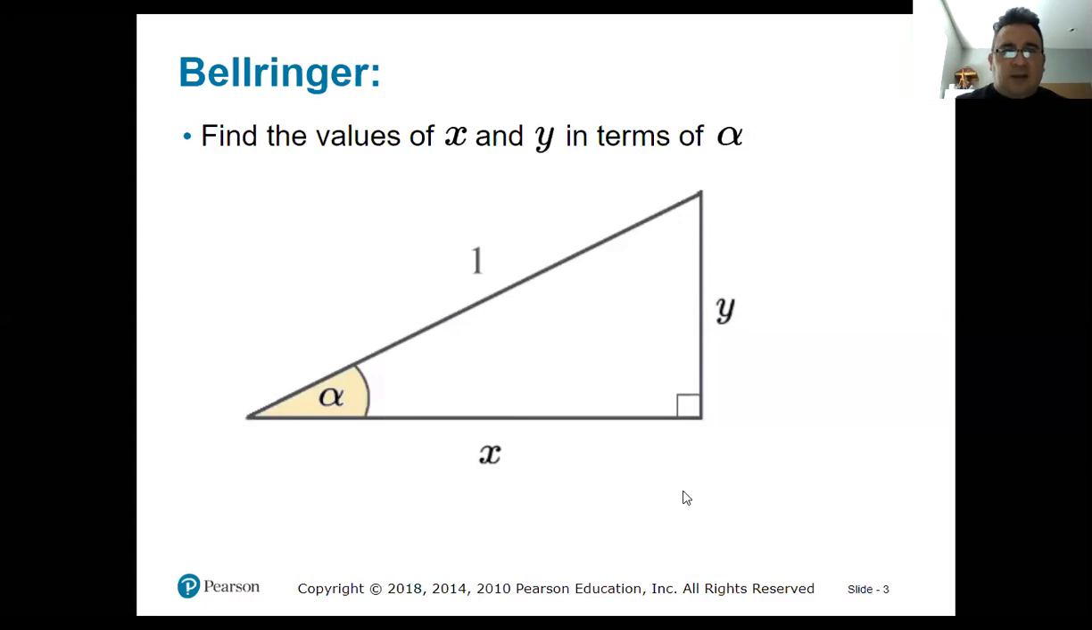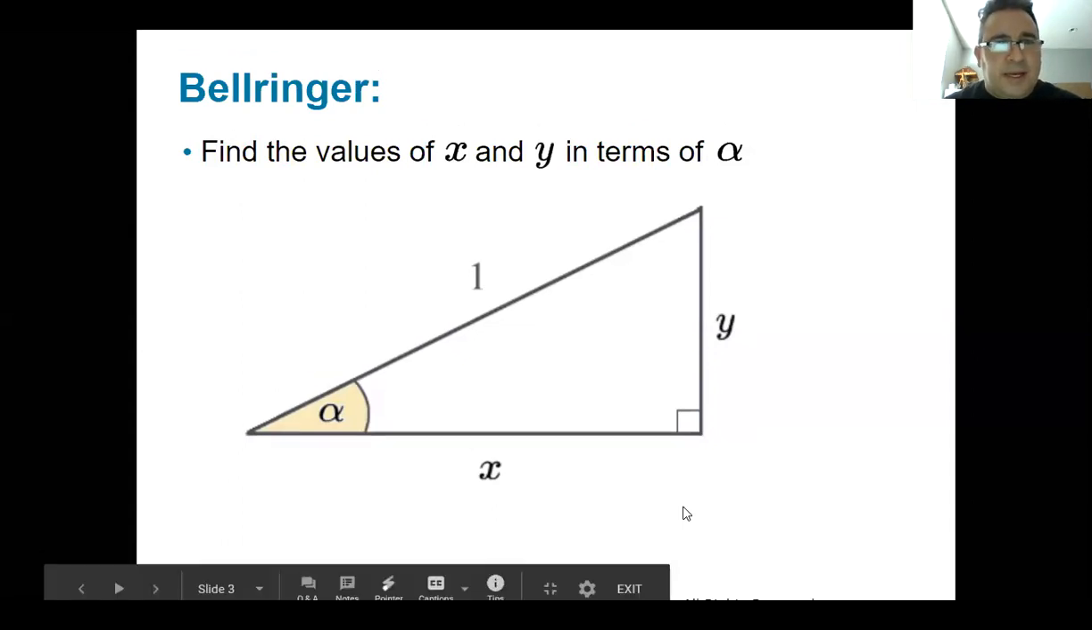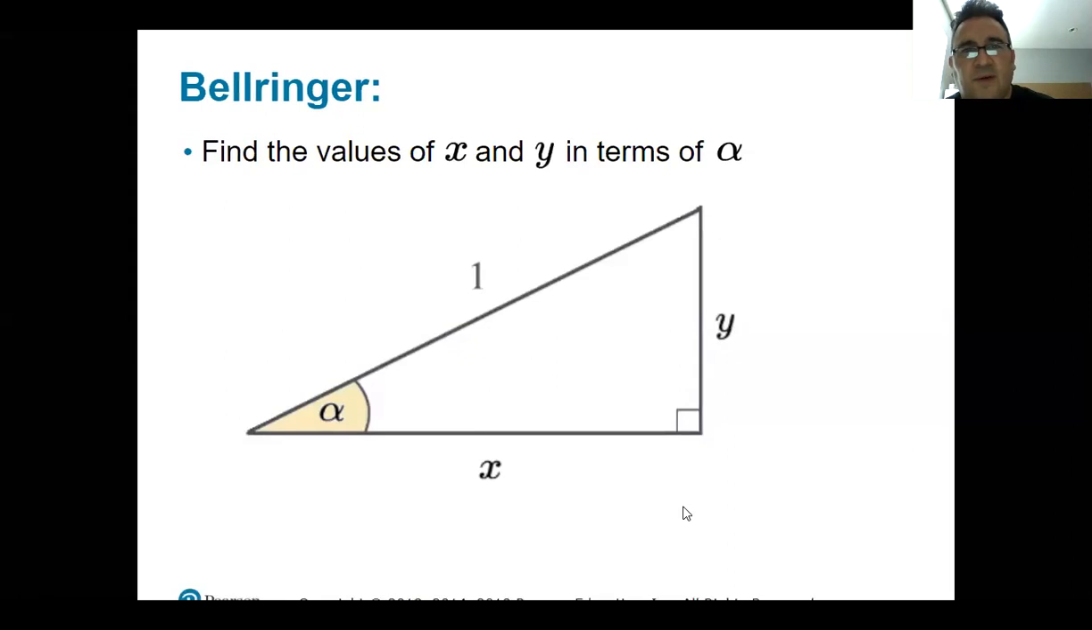All right, hopefully you got your pictures. Let's take a look at this. It says find the values of X and Y in terms of alpha. So this is our good friend, old Indian chief, Soh Cah Toa.